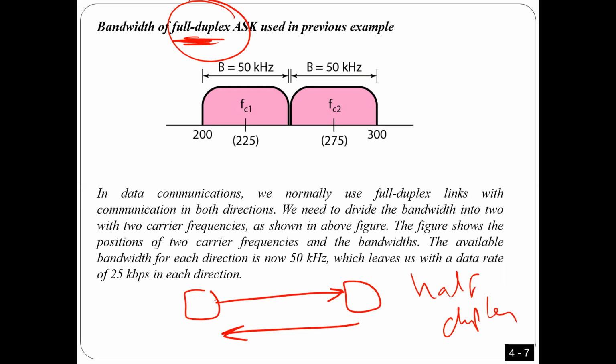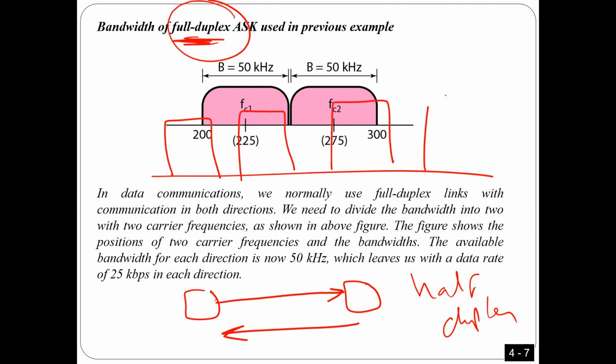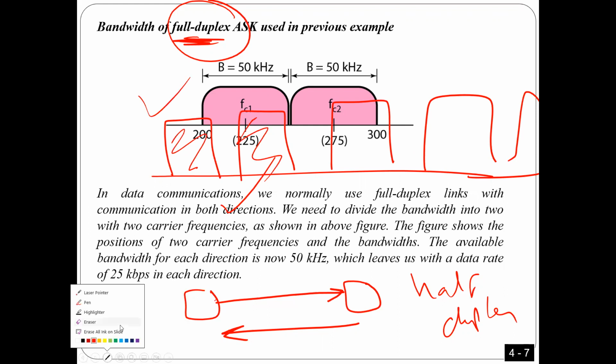How can we do that? Very simple, because based on what I taught, we actually have bands. So you can take one band, and then I can take another band. So you can transmit through this band, and I can transmit through this band. So you can transmit at the same time. That's exactly what I'm explaining here.